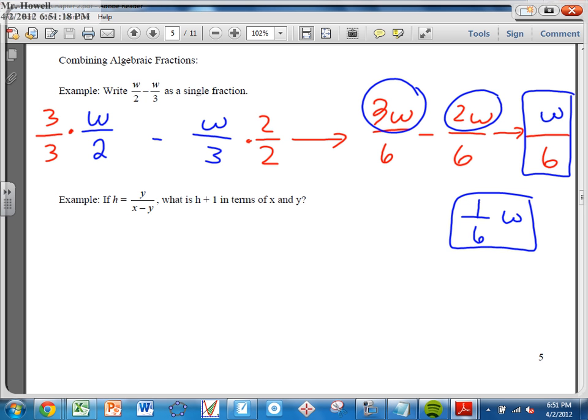Again, keep that in mind. There's really an invisible 1 here. So you can write that as 1/6 w, where the w is a factor by itself. 1/6 is one factor, w is the other factor.